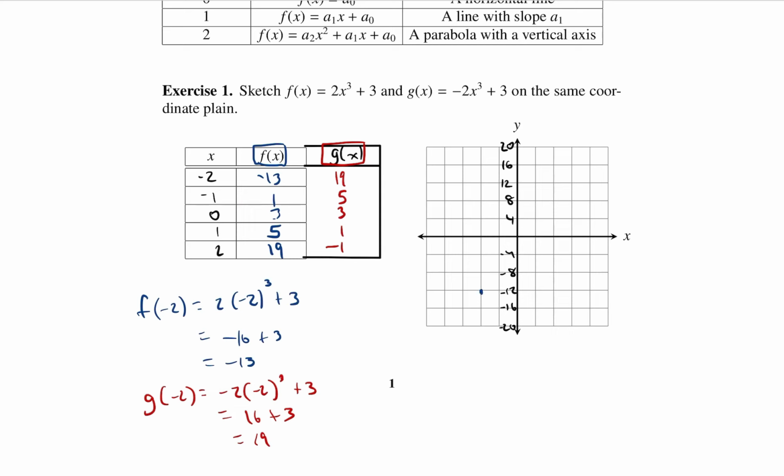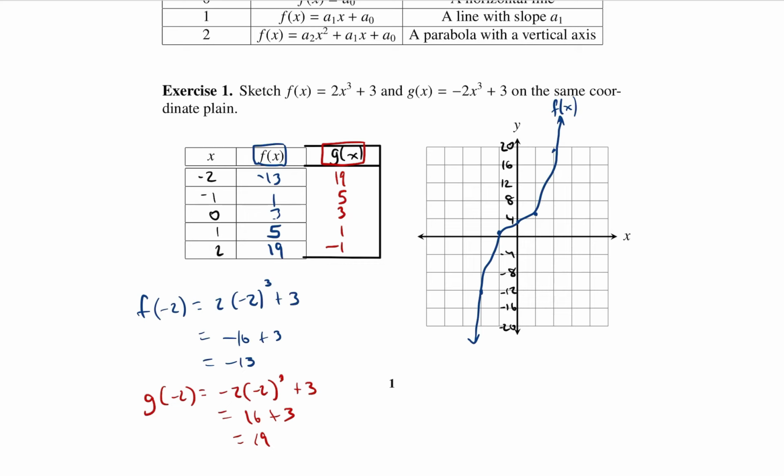And then we have negative 1, positive 1. We have 0, 3, 1, 5, and 2, 19. And so there's our cubic graph. And that is f of x. And if you graph g, it's going to look very similar. It's just going to be reflected over the y-axis, as you will see.